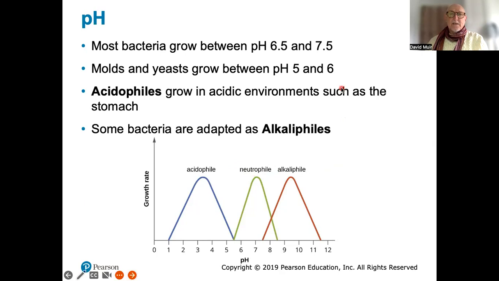Molds and yeasts tend to grow a little bit lower, at pH 5 and 6, but both these groups are eliminated usually by acid conditions. There are very few bacteria or yeasts of interest that will survive at lower pHs than this. Now, I mention this because there are situations in the body where we deliberately create acid conditions.